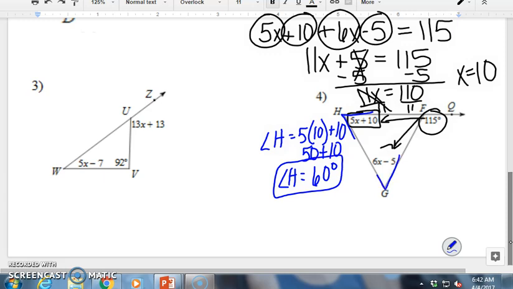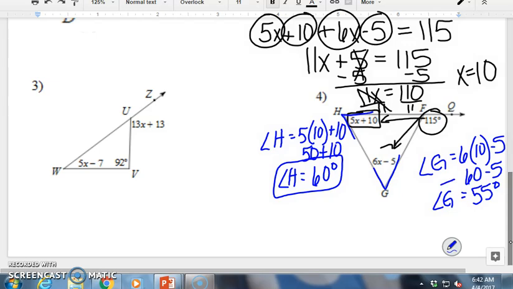For angle G, I get 6 times 10 minus 5. So 60 minus 5 is 55 degrees.